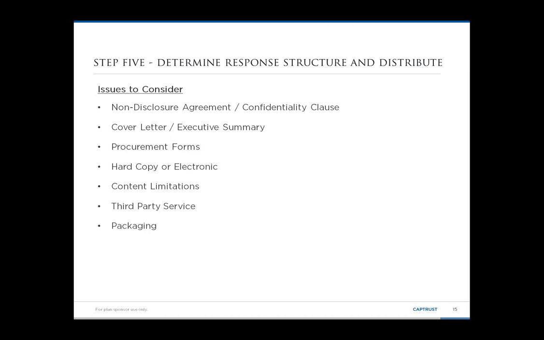Next to be packaging. Some plan sponsors have a specific way they want information sent back. So again, if it's hard copy, some plan sponsors may want everything in a 3-ring binder. Some may want it in a folder. Some may want it 2-sided, stapled, paper clipped. Just work through that and make sure you communicate that in your RFP document. Next to be pricing.